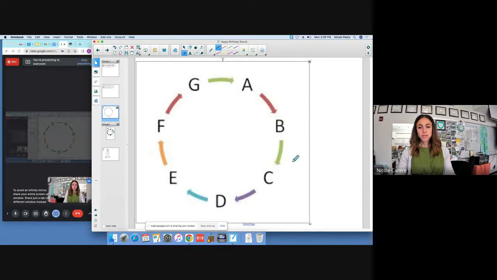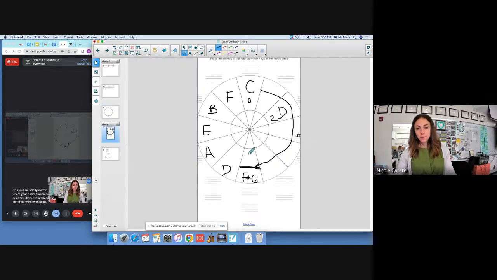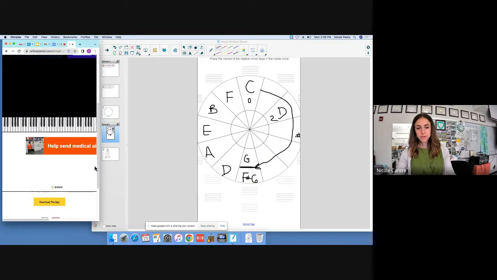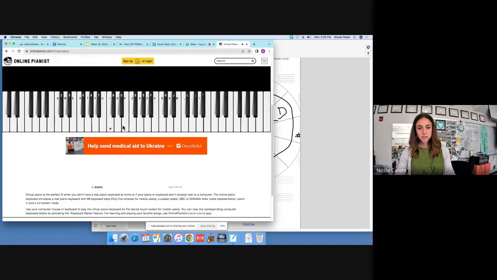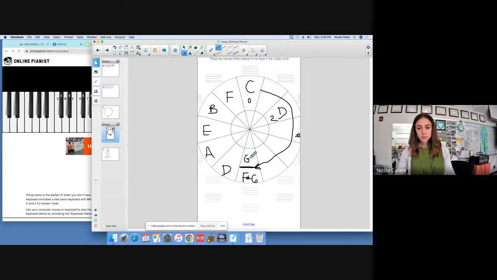So we're starting on D. We count back 1, 2, 3, 4, 5. The note I want to write here is some type of G. What type of G is the same as F sharp? We take a look at the piano. We say, okay, here's C. Here's F sharp. That's the same as G flat. So down here, we're going to write G flat.